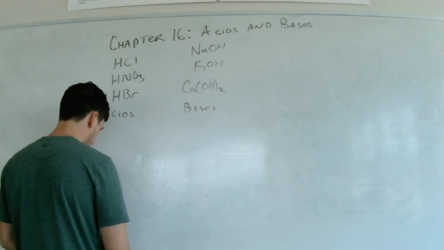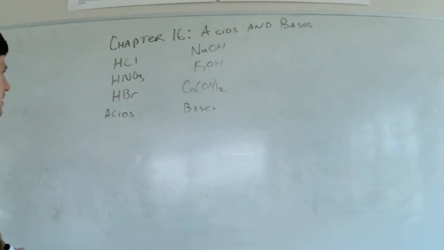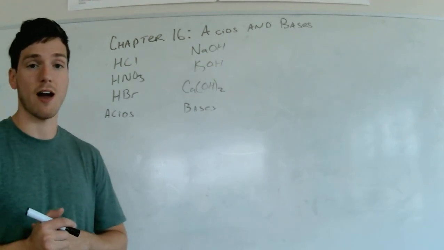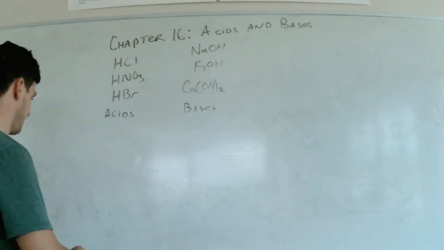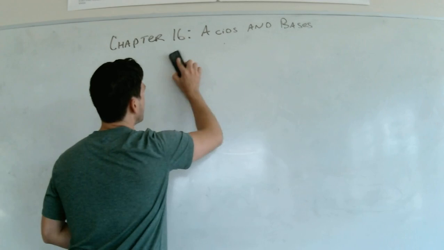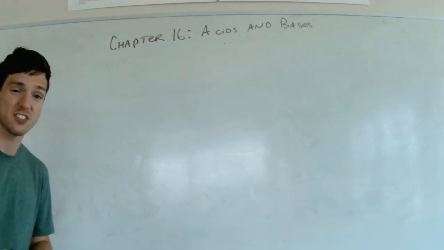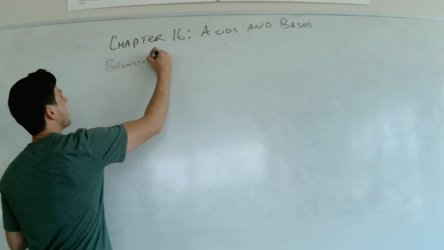Acids and bases can be in different kinds of formats. So what we're going to do to figure out if something is an acid or base is we're going to use the Bronsted-Lowry definition. So forget what you know about identifying acids and bases because we're going to talk about a new method, and that's the Bronsted-Lowry definition.